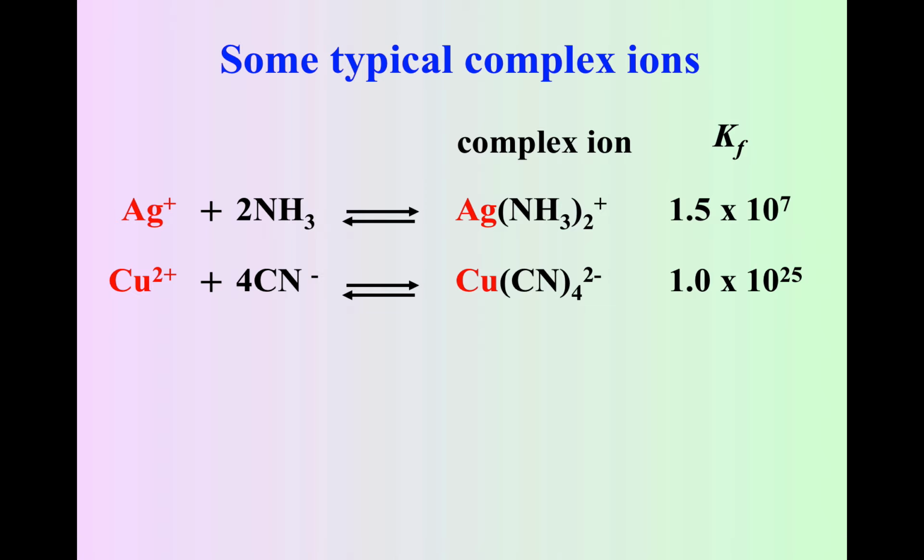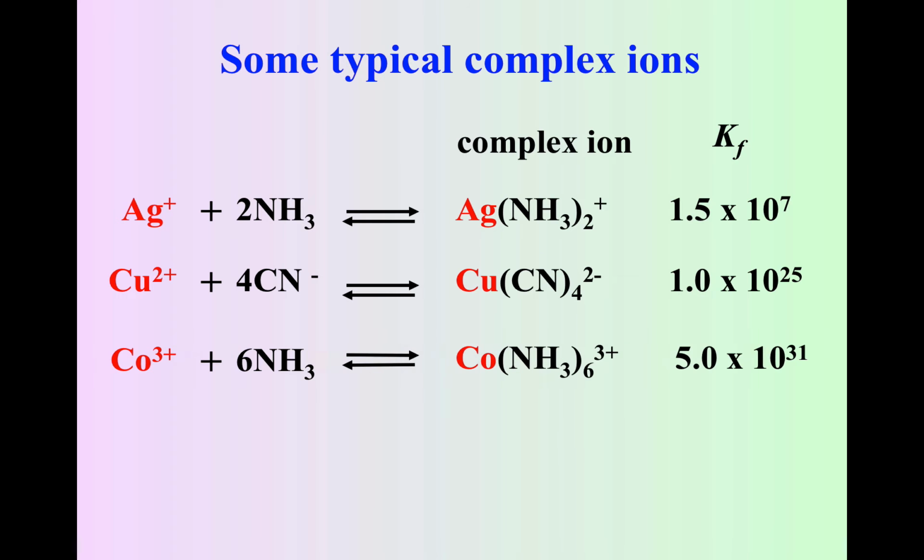And notice, if copper has a plus 2 charge and you've got 4 cyanides, which are anions with a negative 1 charge, 4 negatives and a 2 plus adds up to a 2 minus on the complex between cyanide ion and copper. If you've got a plus 3 charge, typically you can have 6 ligands attaching to the cation with the plus 3 charge.